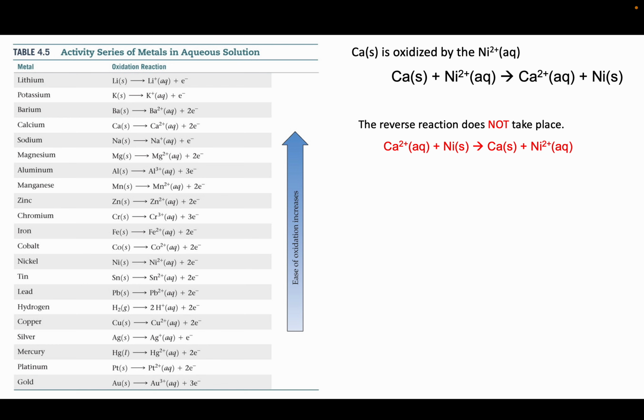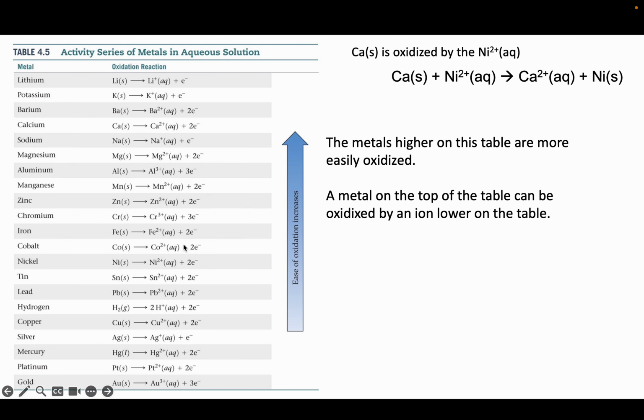If we were to consider the reverse reaction, it does not take place. When we're thinking about our oxidation reduction reactions, they will take place in one direction, and then the opposite will not take place. So how do we know what direction it takes place in? That's what this table right here can tell us. This is called the activity series of metals in aqueous solution. This will tell us if a particular redox reaction takes place.